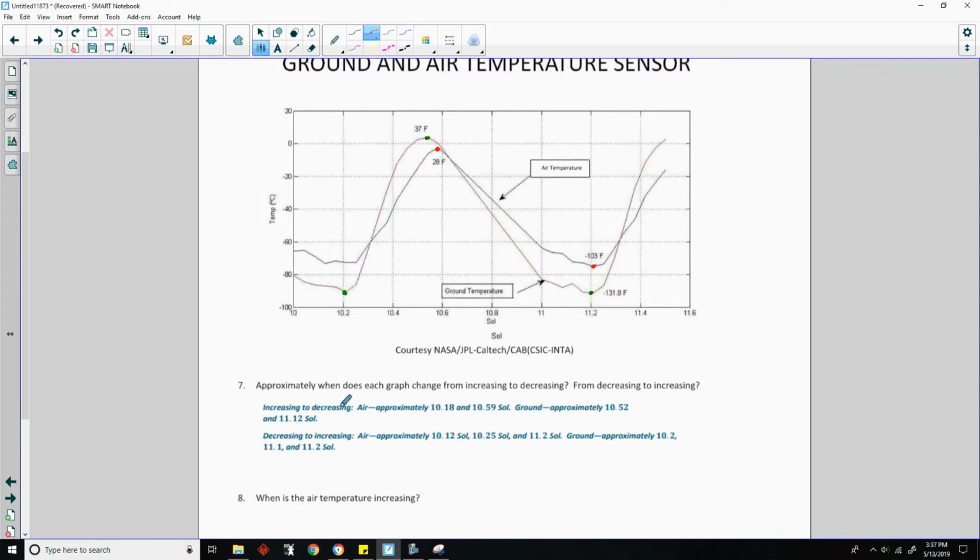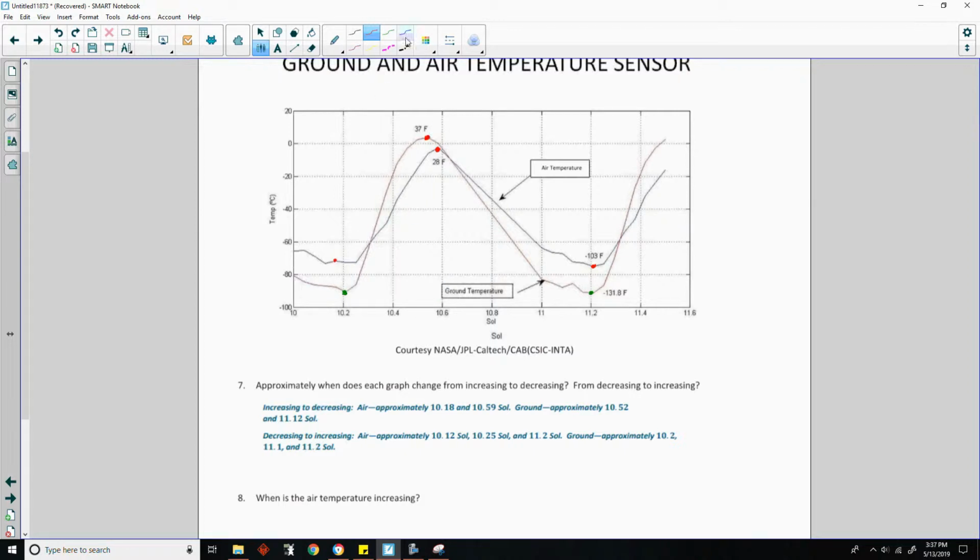Increasing to decreasing air, approximately 10.18. So 10.18 would be about here, and 10.59 is probably right around here. It's right here, 10.59. And then ground, approximately 10.52. The ground temperature is the red, so that's 10.52, which is this point right here.